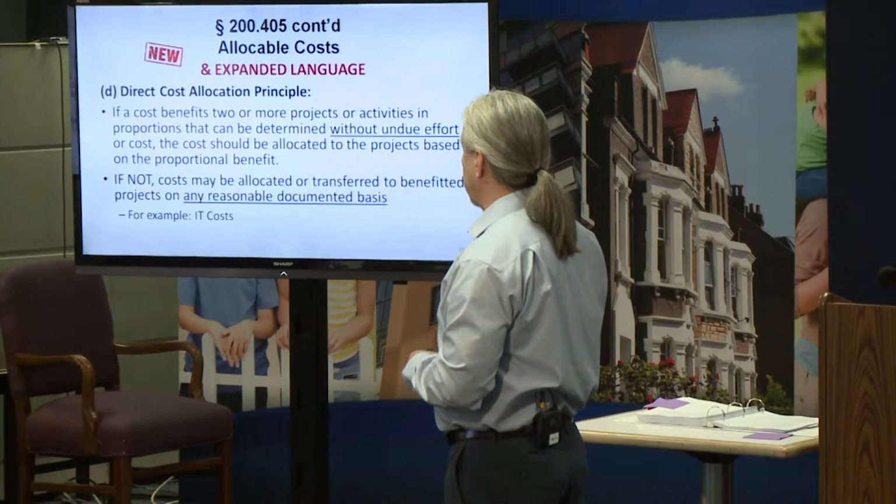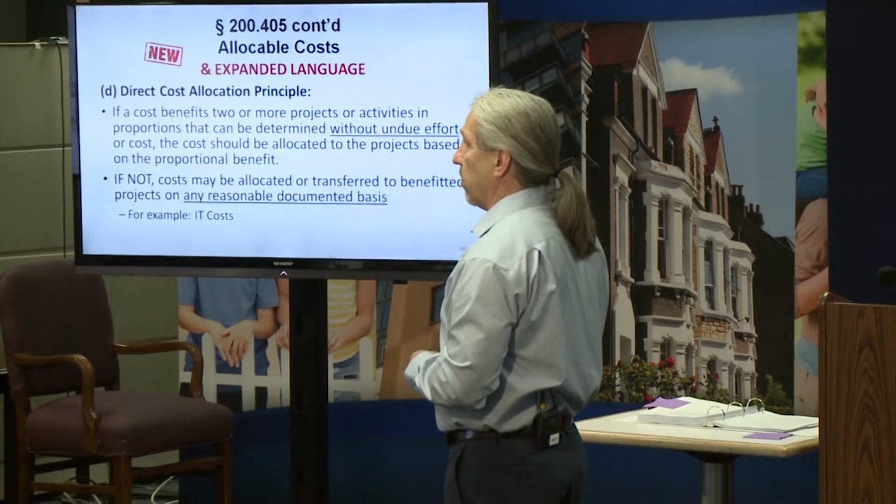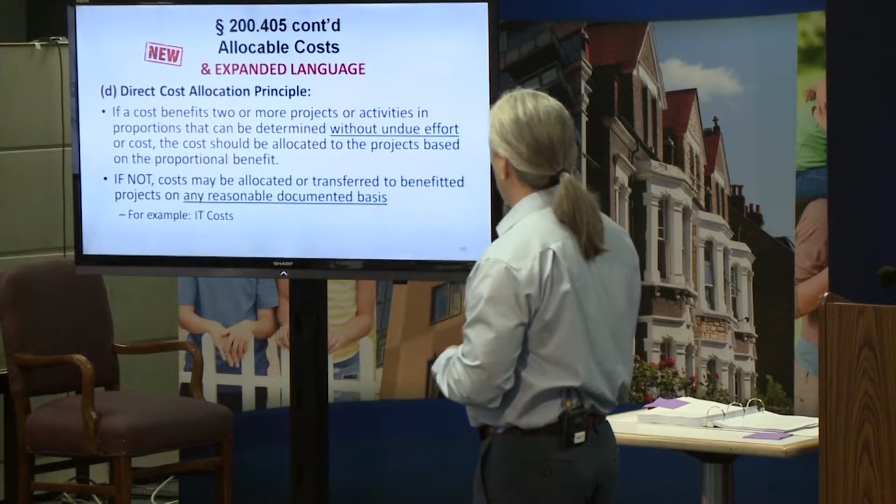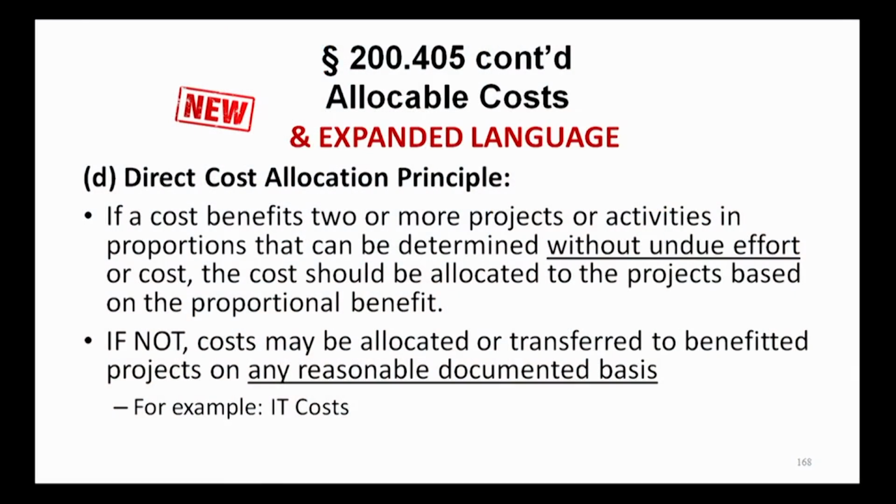Some expanded language again on paragraph D under 405. So if a cost benefits 2 or more projects or activities in proportions that can be determined without undue effort, the cost should be allocated to the projects based on the proportional benefit. And here's the new language: if not, the costs may be allocated or transferred to benefited projects on any reasonable documented basis.